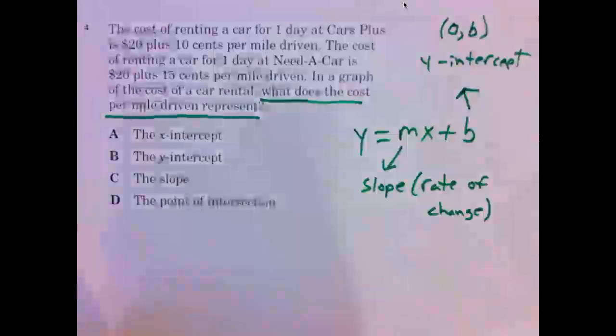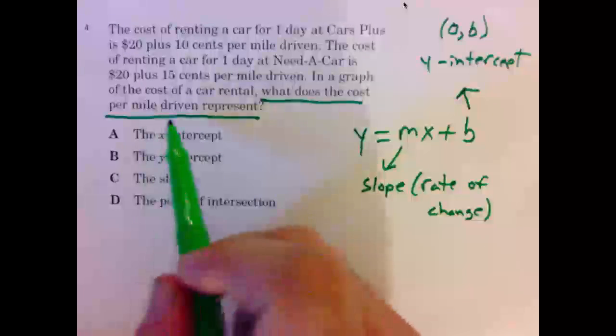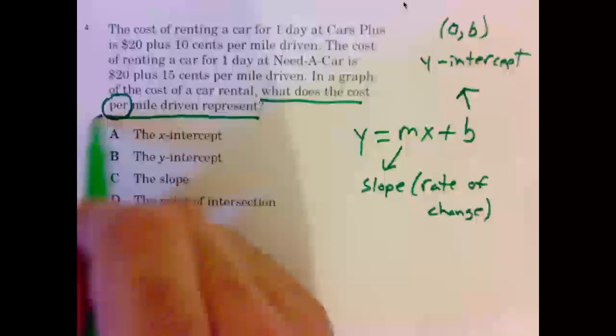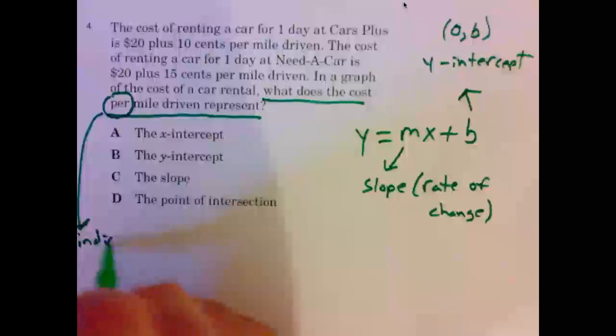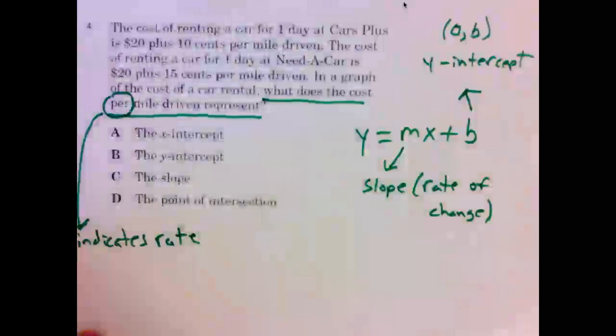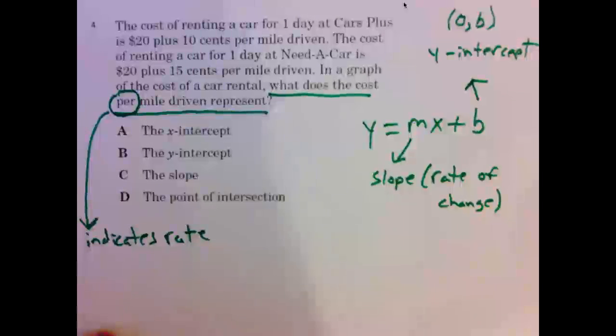All right. So we want to know what's the cost per mile driven. Well, this word per is key. Per is a rate word. Indicates rate. Right there, I'm inclined to think that we're dealing with the slope. But let's see if we can potentially write equations for each one.